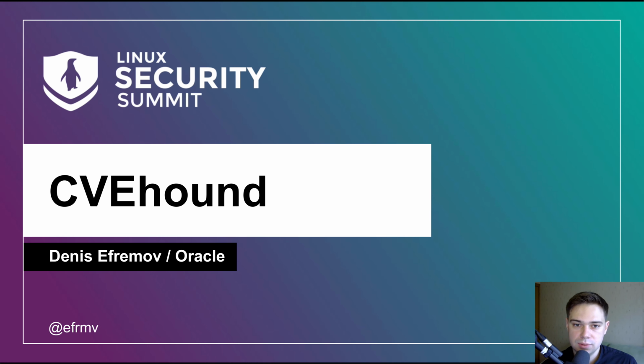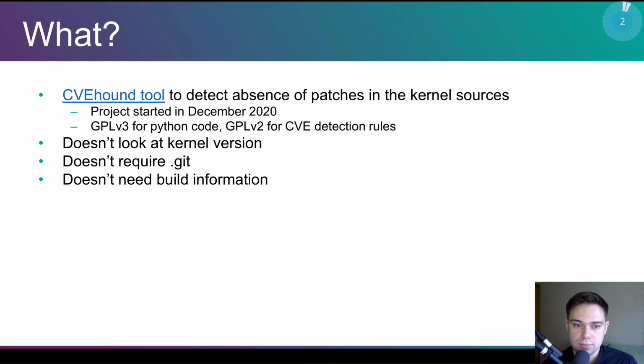The tool is named CVEHound. What is it for? It automates the checking of kernel sources for missing fixes of known CVEs. I started this project about 10 months ago. The tool works as a static analyzer, and to detect missing CVE fixes, the tool doesn't use the kernel version, doesn't require a development log, and doesn't need to know how to build your kernel.